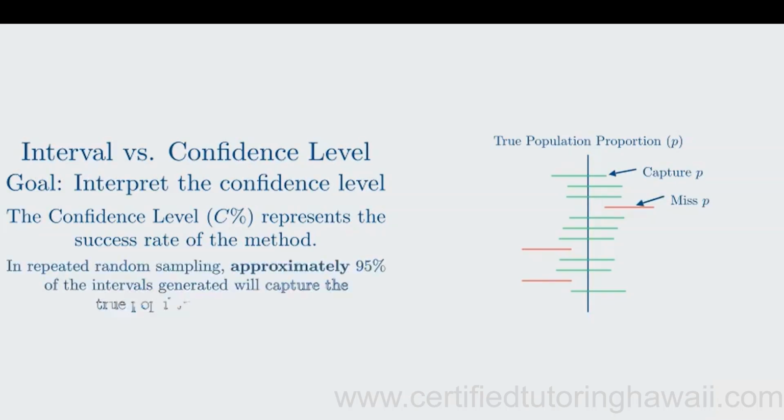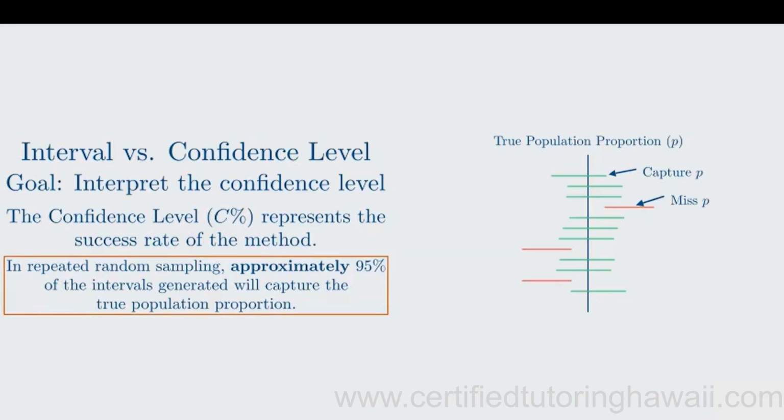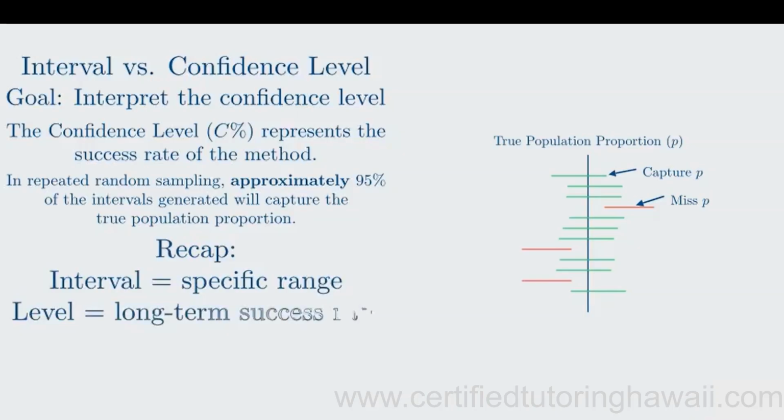So, the interpretation of the level is, if we repeat this sampling process many times, approximately 95% of the intervals we construct will successfully capture the true population parameter. Always use the word approximately or about. We can't guarantee exactly 95% because of the nature of random chance. To recap, when you interpret the interval, you talk about the specific numbers you found. When you interpret the level, you talk about what happens if you redo the study over and over.